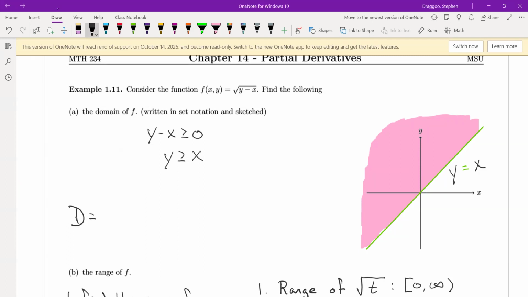But this time I also want to include my boundary line as well. And to illustrate that, I sketched it in green. I know that when we look at a WebWork problem in a minute, they'll be using dotted lines versus solid lines to indicate whether a boundary is included in the set or not. But I was using green and red. So if I want to write that in set notation, again, that'll be the set of all pairs x and y such that y is greater than or equal to x. Again, I think the sketch tells us a lot more than the set notation does.